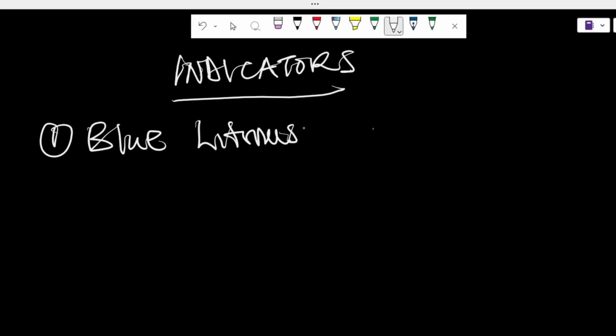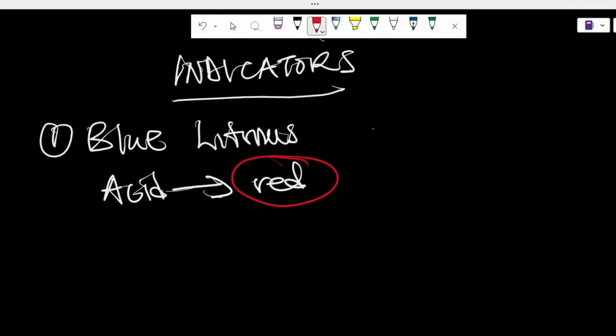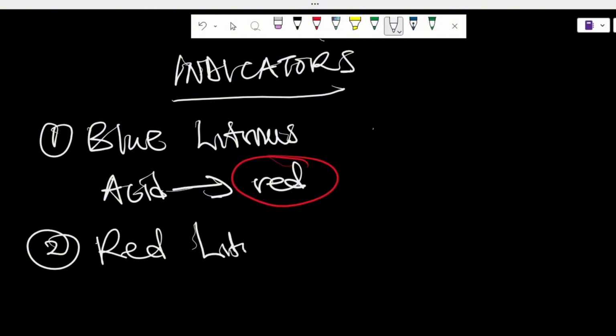When you're talking about blue litmus and you have a solution, you can dip that blue litmus into the solution, and if the acid is present, then you see that an acid turns blue litmus paper red. So that's quite important for you to understand. Now, if the indicator is actually red litmus, then you realize that if a solution is a base, it's going to turn this red litmus into blue.